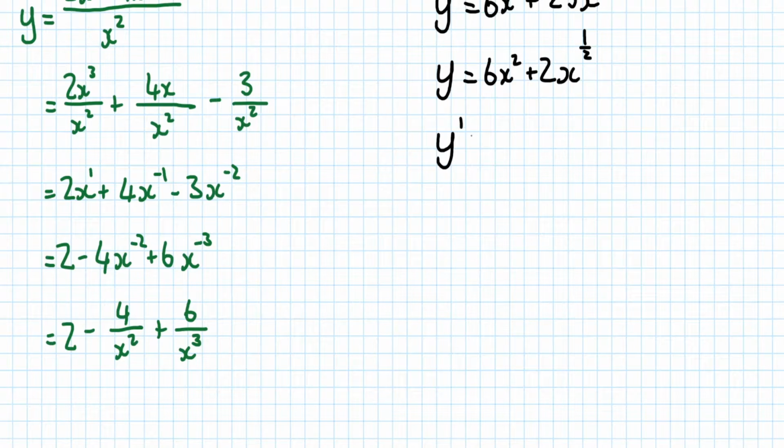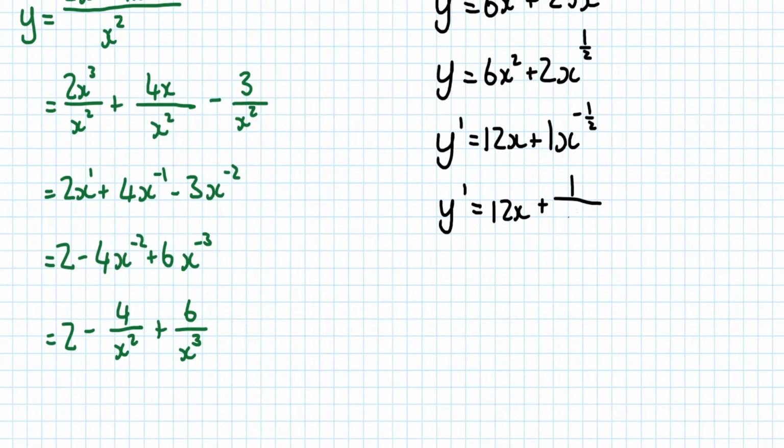So the derivative of y with respect to x is going to be 2 times 6 is 12. So it's going to be 12x. 2 times a half is 1. So plus 1x. And a half subtract 1 is minus a half. And again, we will write these with positive indices. That's going to be 12x plus 1 over x to the power of a half, which is the same as the square root of x.